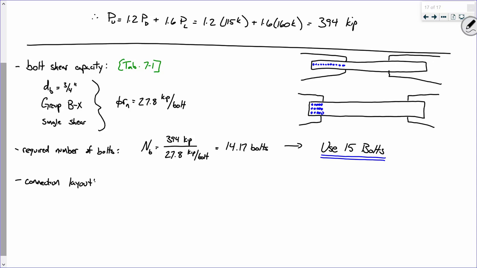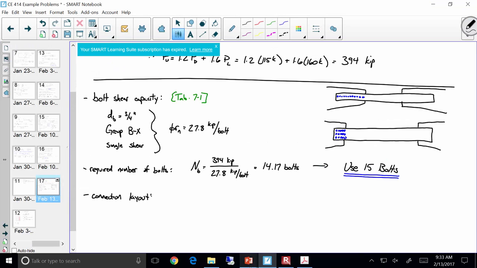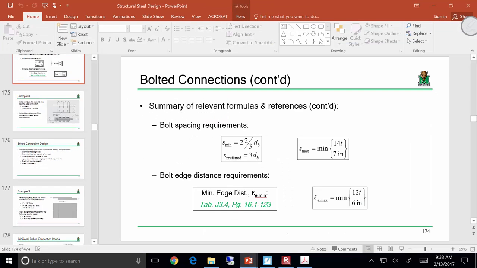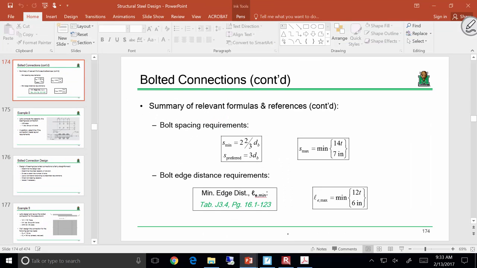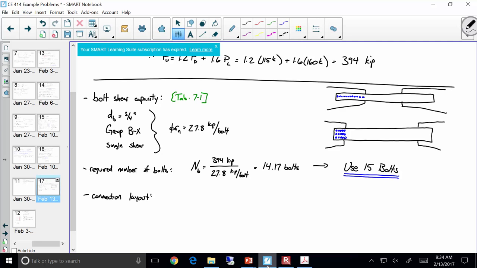Remember these? Bolt spacing requirements and edge distance requirements. Minimum bolt spacing is 2 2/3 times the bolt diameter, but a preferred bolt spacing is 3 times the bolt diameter. 3 inches is very common, but if I'm trying to save money, I'm going to go with what the code tells me to. And the code tells me 3 d_b is preferred, so that's what I'm going to use. So 3 times the bolt diameter is what? So let's see.